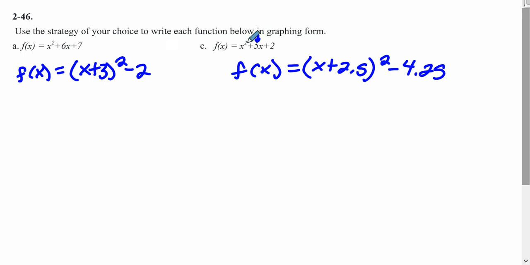So if you get a problem like this and you're like, oh, my method doesn't seem to be working, so if you really like completing the square, this might be one of those problems where you instead jump to averaging your x-intercepts. Completely your choice, though.